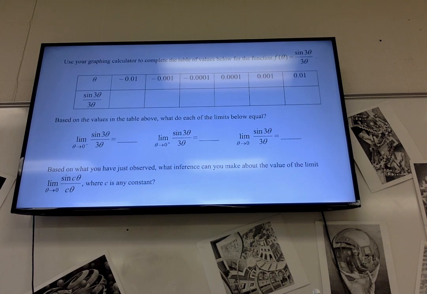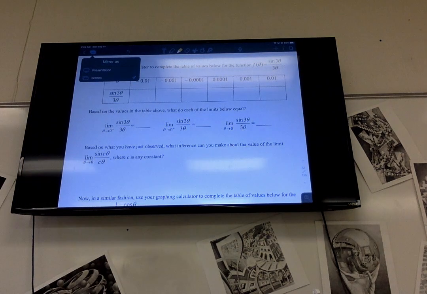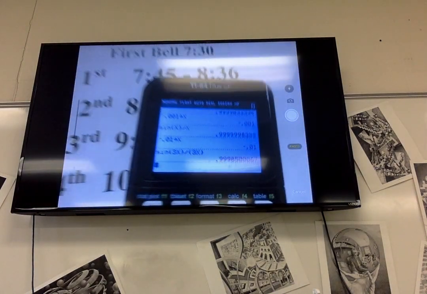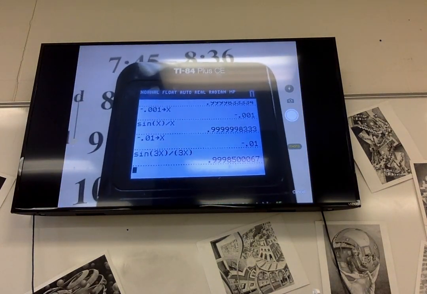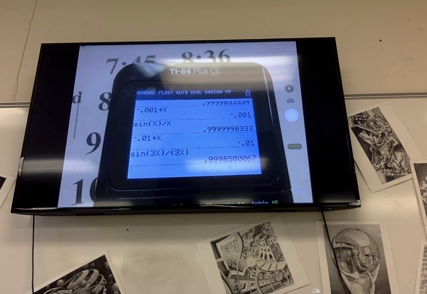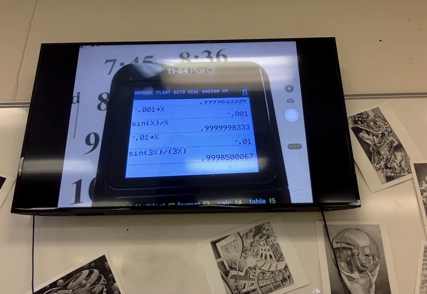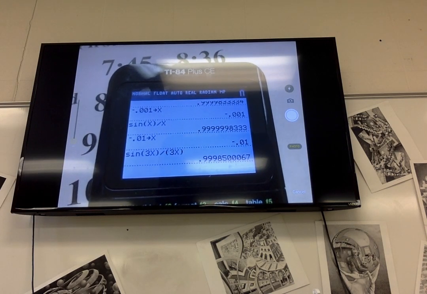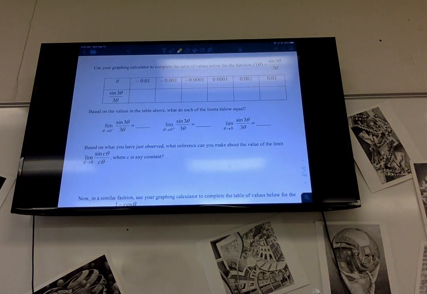I'll show you what that should look like. Here's what it looks like when you plug it in, those last 2 lines. Okay, so you go ahead and fill in the rest of that information on that table.